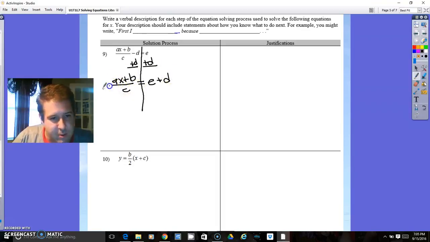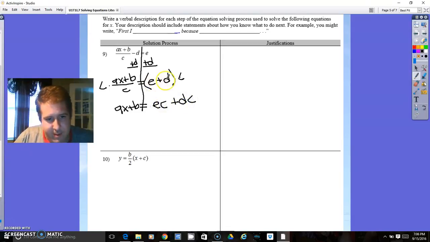Then the next thing I need to do is multiply both sides by c. But you have to multiply everything over here by c, so that's going to give me ax plus b equals ec plus dc, because I had to multiply everything on the inside by the outside. That's the distributive property. So we've done the addition property of equality, the multiplication property of equality, and the distributive property over here. Whoa, we're not even halfway done.